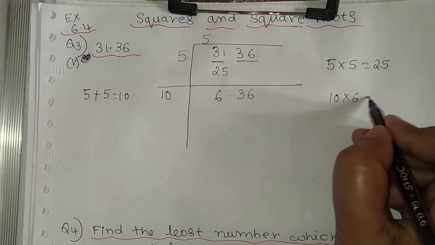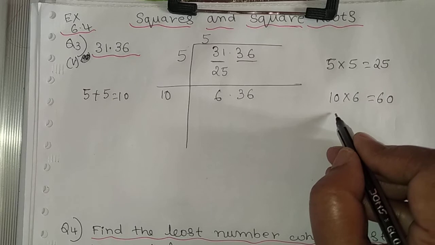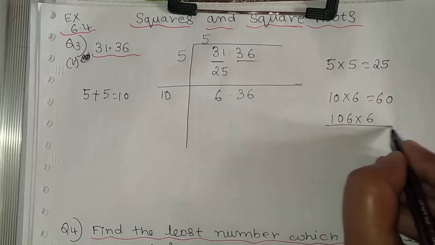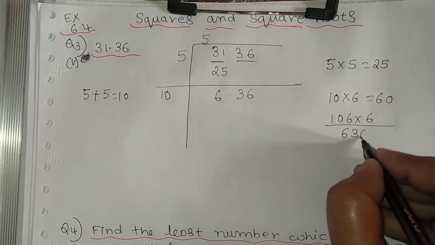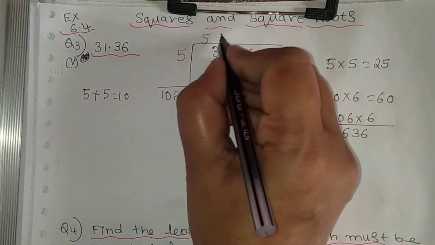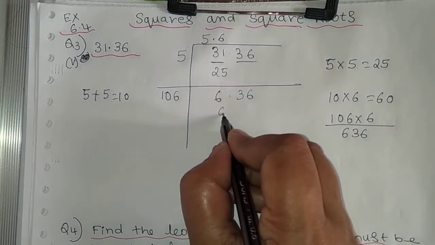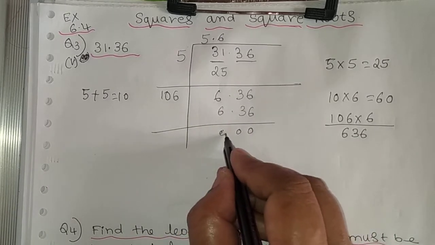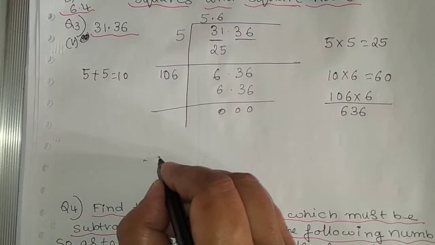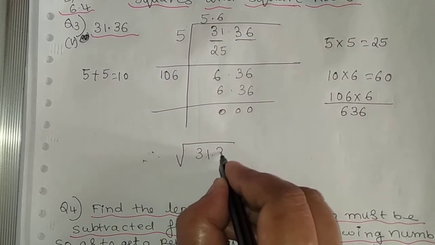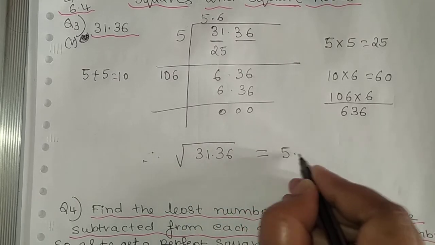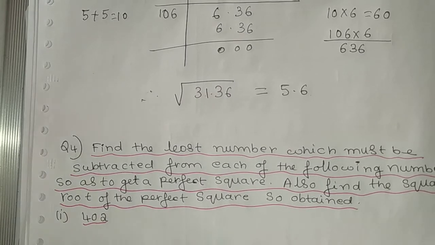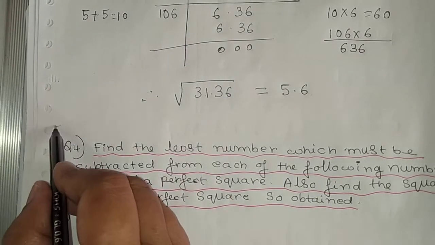That is 10 into 6 is equal to 60, where again for 3 digits, 106 into 6, we get 636. So write 6 here, then the point here, then 6, then 6.36, then minus this, we get zeros. Therefore the square root of 31.36 is equal to 5.6, that is the answer. So we finished the third question. We move on to the fourth one.